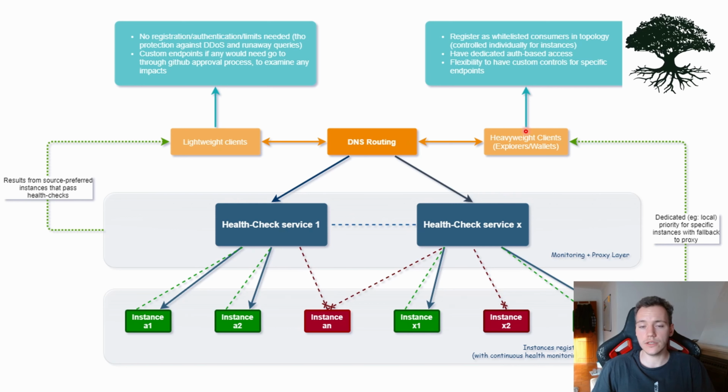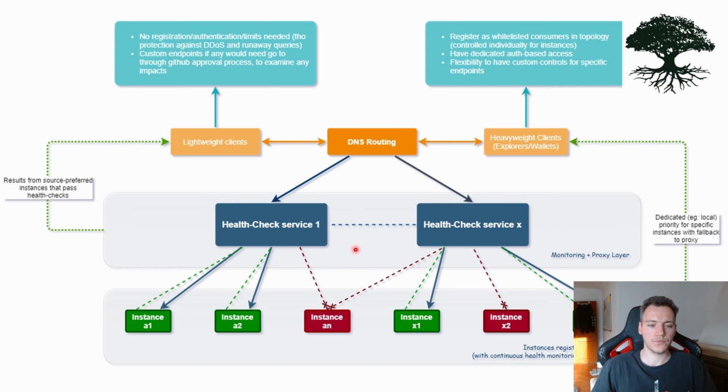But for either of them, the flow is pretty much the same. It hits the top level DNS routing. Then this is the so-called monitoring layer. The monitoring layer is running the health check services, which are checking all the instances in the network to determine whether they are healthy or not. So the API request received by the DNS will always be rerouted to a healthy instance.